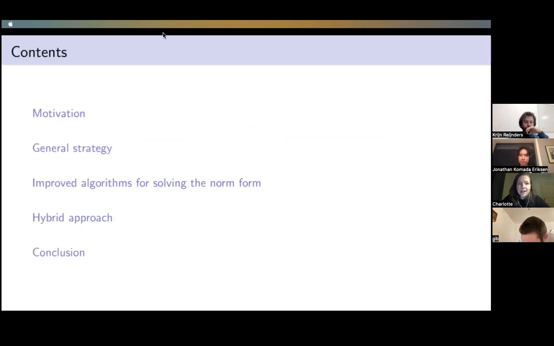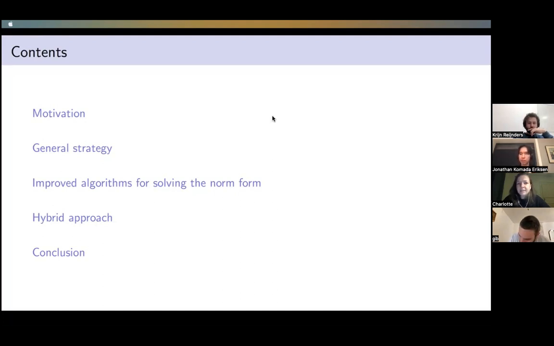And firstly, I want to go through an overview of what I'll talk about today. I'll begin with some background and some motivation of why we're even looking at this fixed degree isogeny problem. And then I'll introduce the general strategy that we're working with to compute these isogenies. And I will then go a little bit more into the detail of what each of these steps contain.